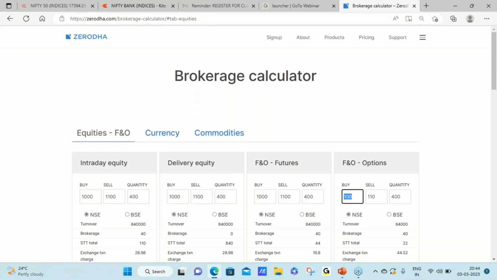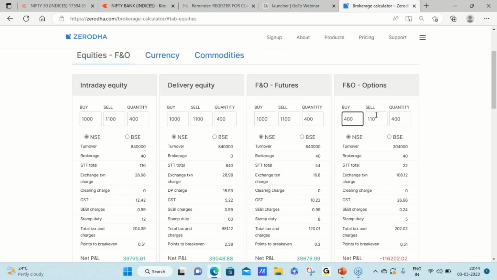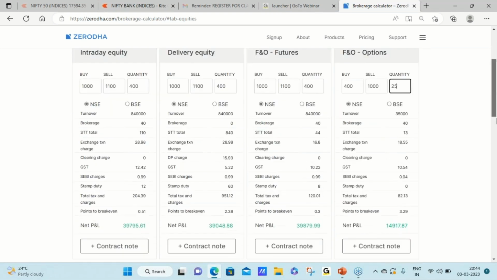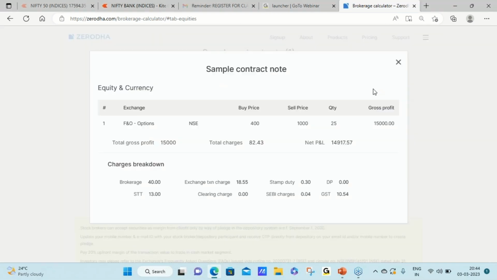So let's think that based on this strategy, we have taken a trade with a premium of 400 rupees. You will exit at 1000 premium. So what is the difference? You have captured 600 points in option premium. Okay, so for one lot, what is the profit that you made with all the brokerages and taxation?